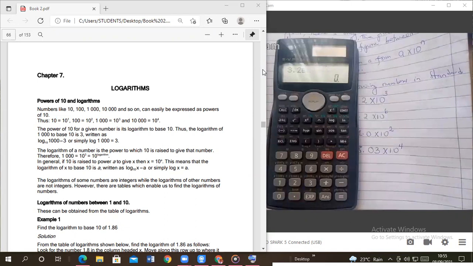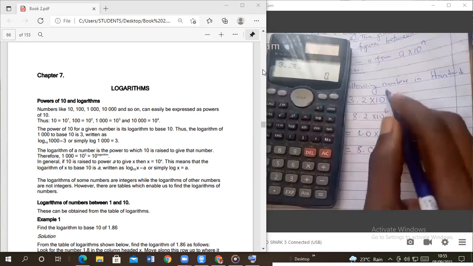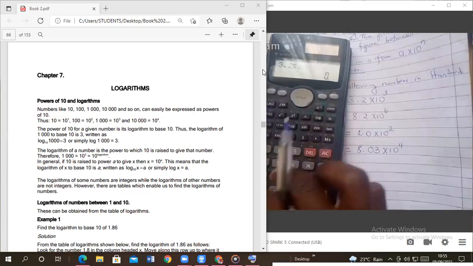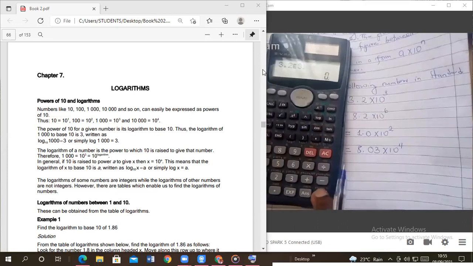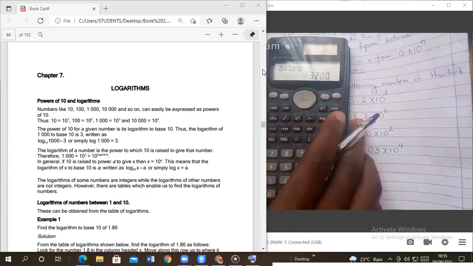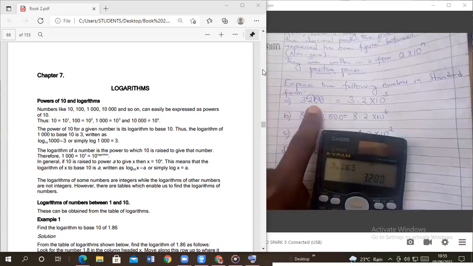You see what is displaying for you? Now after pressing exponent, you press the power. Our power here is what? 3. Then you press 3 like that. What do you get? What was our number?